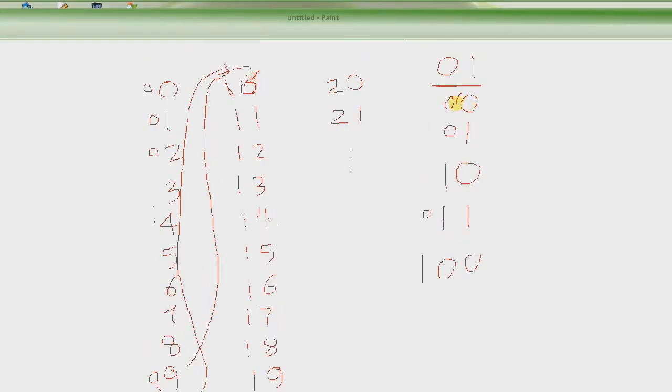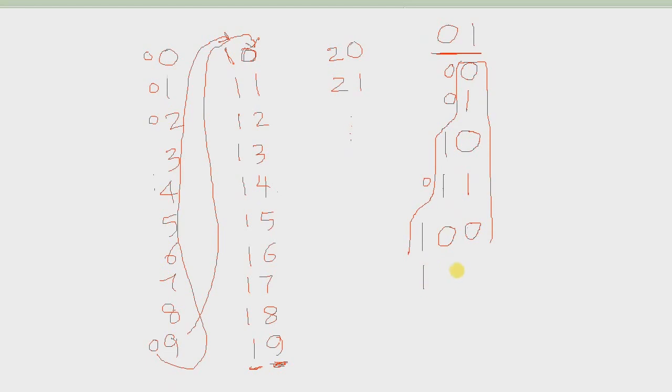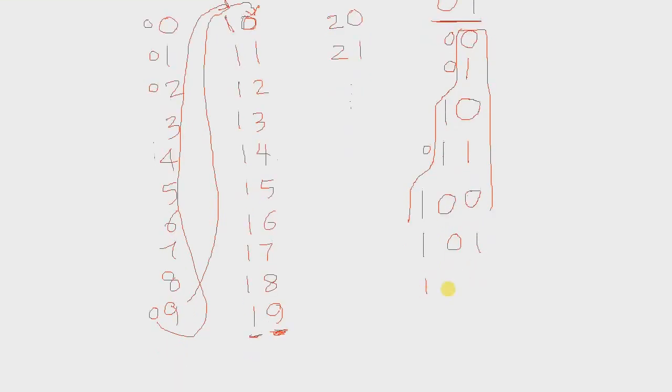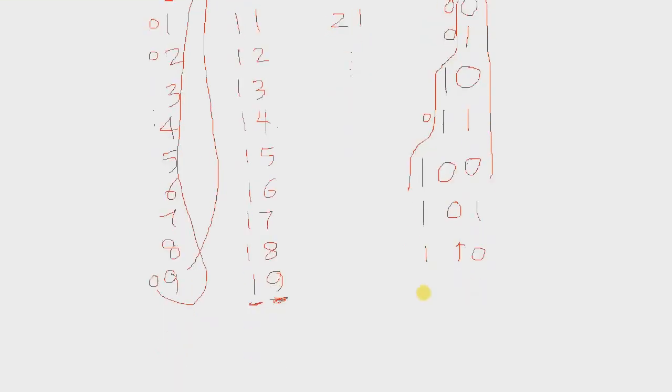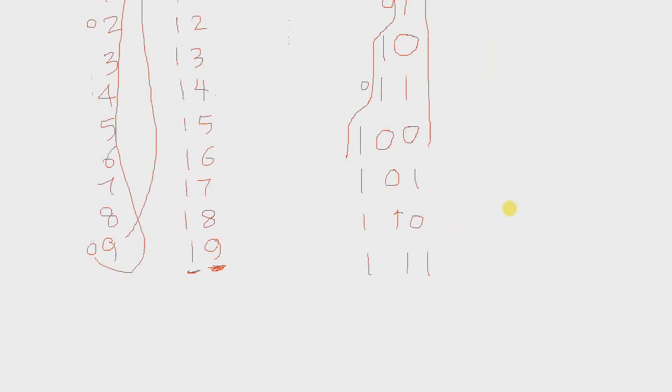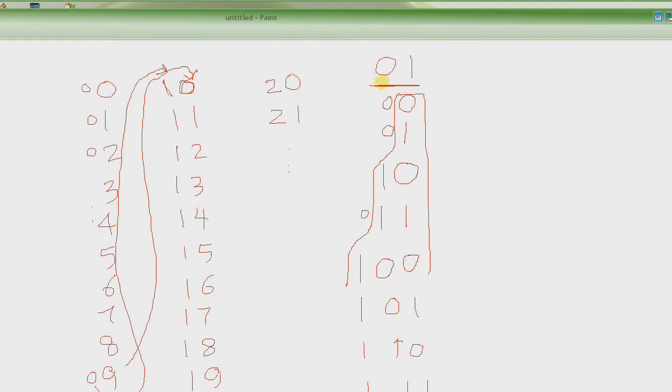If I make a line here, ignoring the leading zeros, this is how we are counting here: 0, 1, 10, 11, 100. What comes next? 101, 110, 111. These are the numbers in the world where we only have 2 digits, 0 and 1.